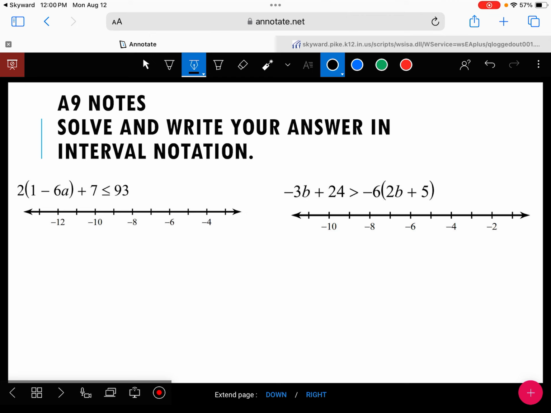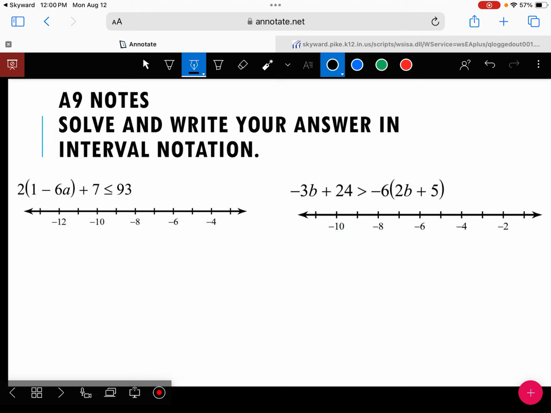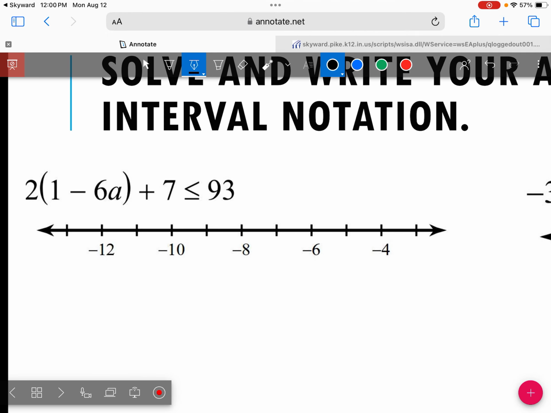The main thing to keep in mind is when you multiply or divide both sides by a negative, you have to flip it. So that's the only thing you have to keep in mind when you're solving an inequality. So I'm going to solve it, and then we can graph it. I think it asks you to graph it in the homework. So let's go ahead and work through this first one together.